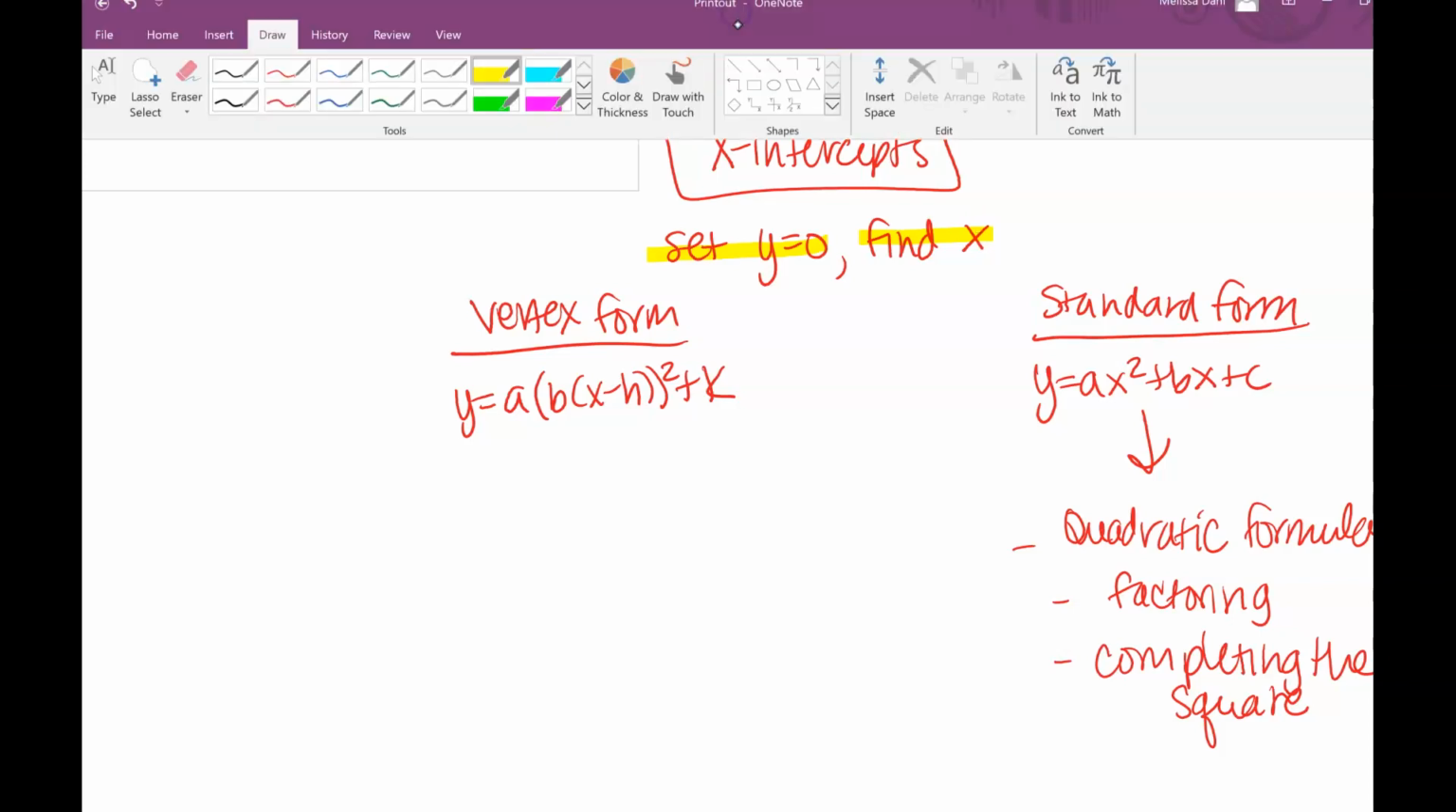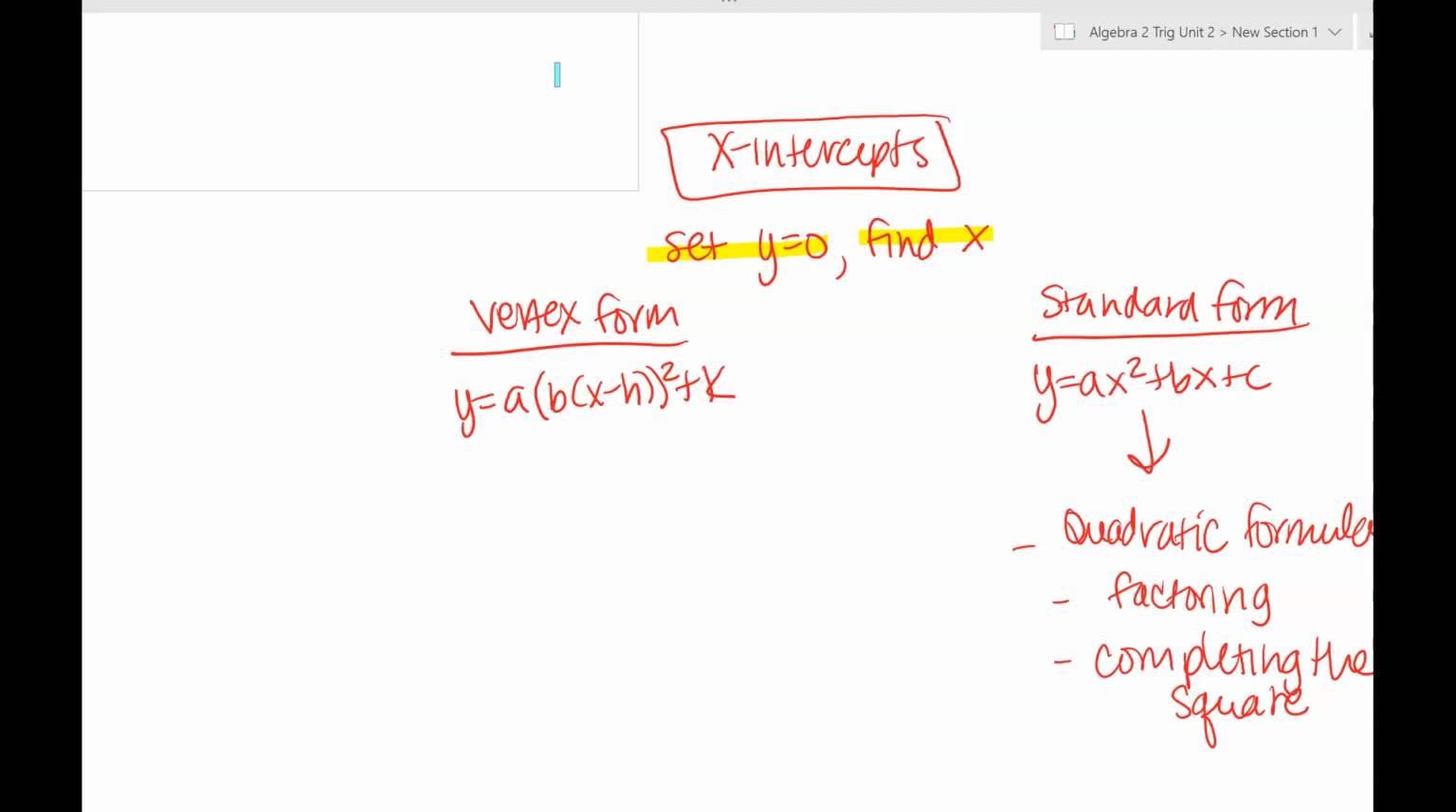Our focus right now is going to be on finding them in vertex form. Next week, we're going to focus on finding them in standard form. In standard form, you should technically already know how to do the quadratic formula and factoring and completing the square, though you may need reviews of all of these. We're going to review them, factoring a little shorter, as well as the quadratic formula. We'll spend a little more time with completing the square. So those are ways to find the x-intercept for standard form.